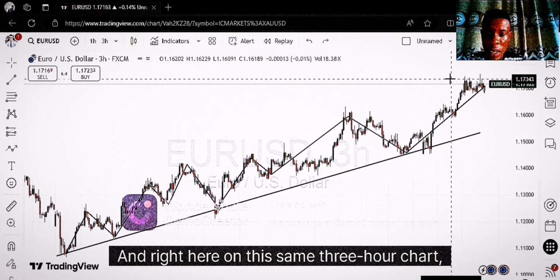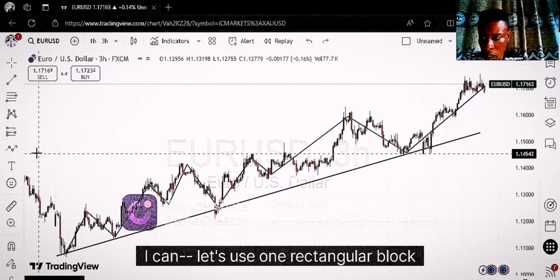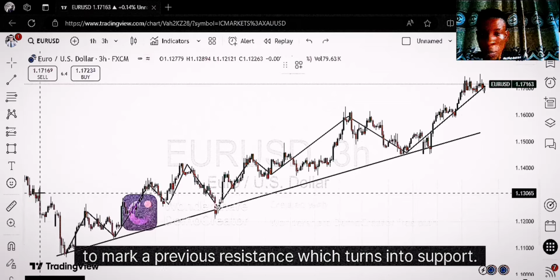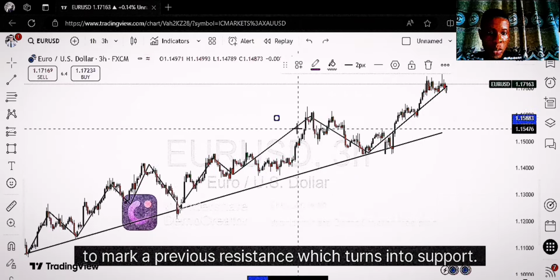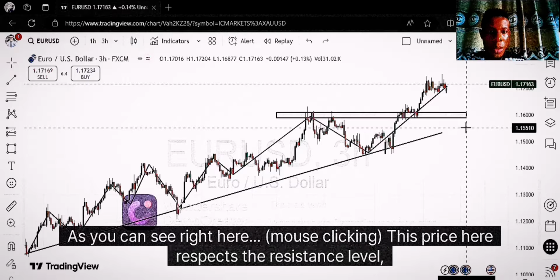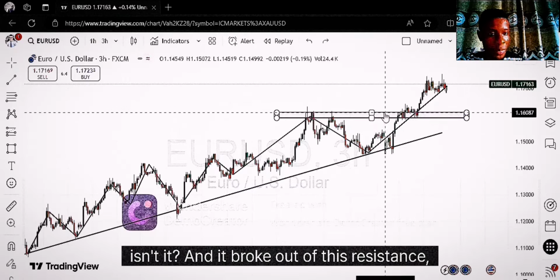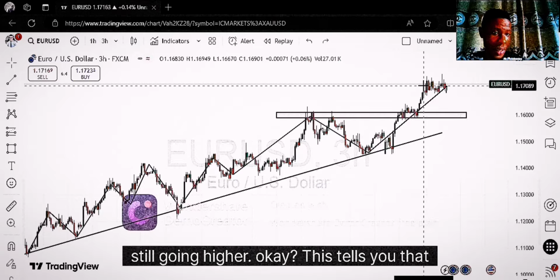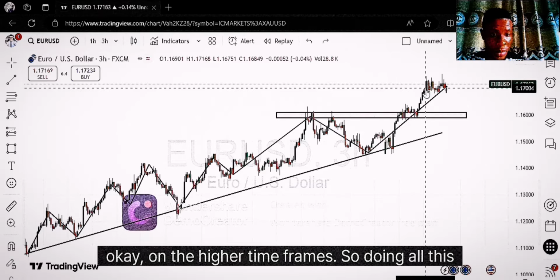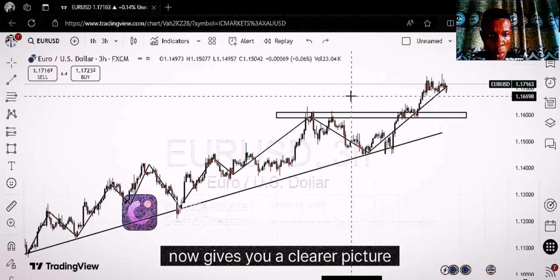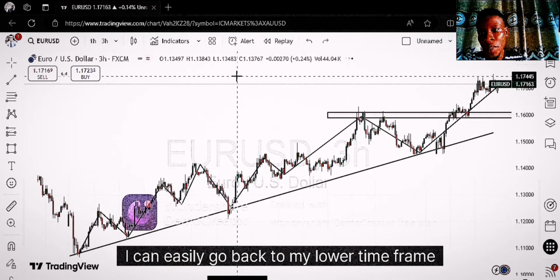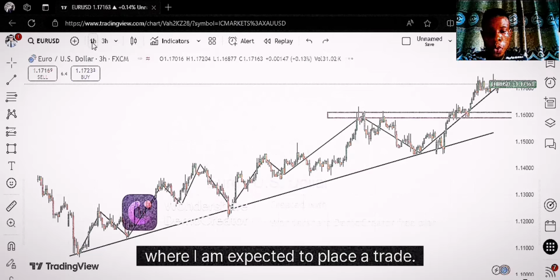And right here on this same 3-hour chart, let's use one rectangular block to mark a previous resistance which turns into support. You can see right here, this price respects the resistance level, isn't it? And it broke out of this resistance, still going higher. This tells you that the market is actually what? Ascending and not descending, on the higher time frames. So doing all this gives you a clearer picture of what the market is saying. By figuring this out, I can easily go back to my lower time frame where I am expected to place a trade.